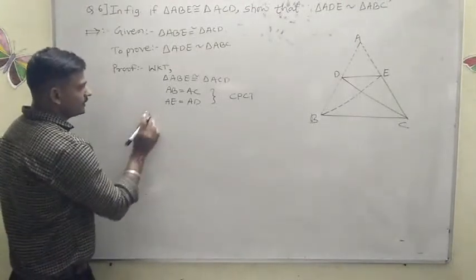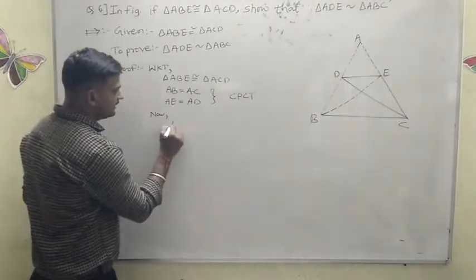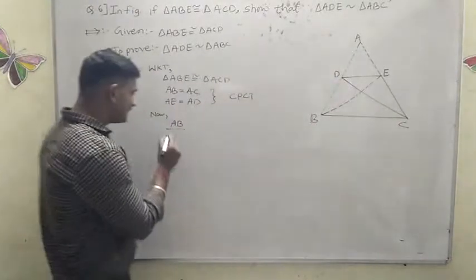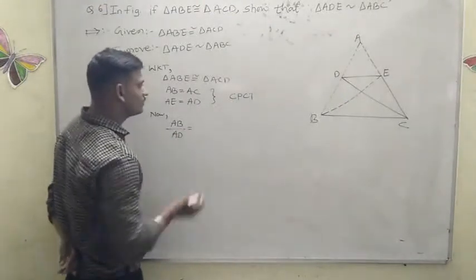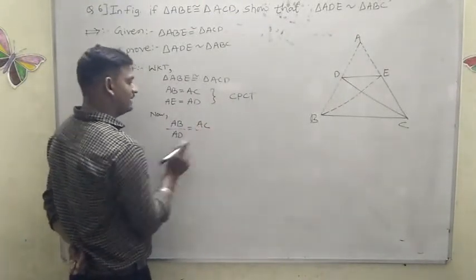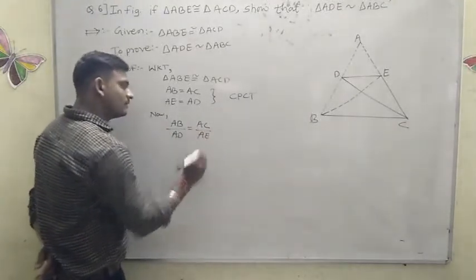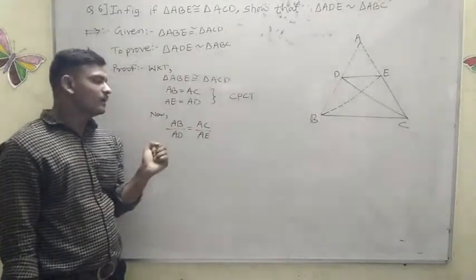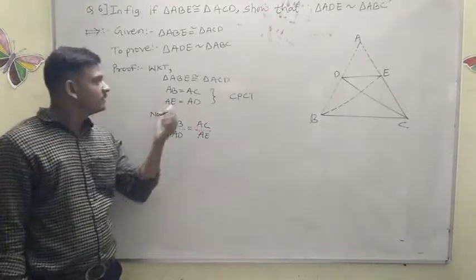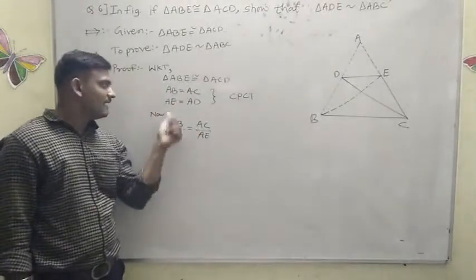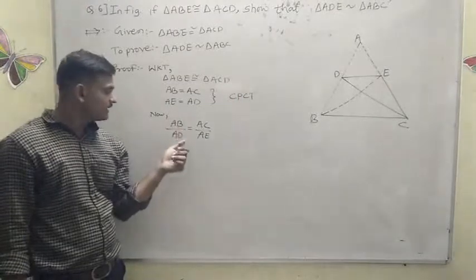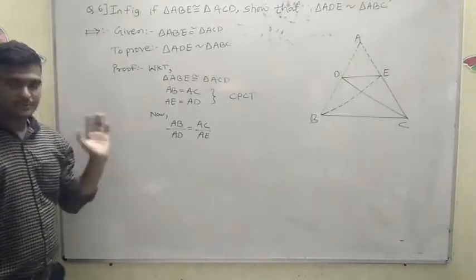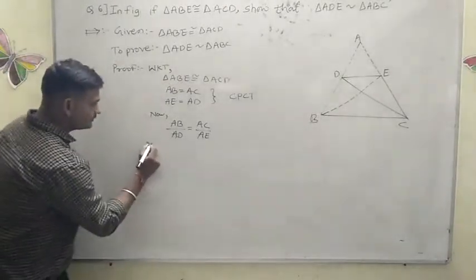Now can I write AB by AD is equal to, instead of AB can I write AC, and instead of AD can I write AE? Yes. That is, the ratio AB by AD is equal to AC by AE. Why? Because AB is equal to AC, and AD is equal to AE, which we got above. Therefore we can write AB by AD ratio is equal to AC by AE. This is true.